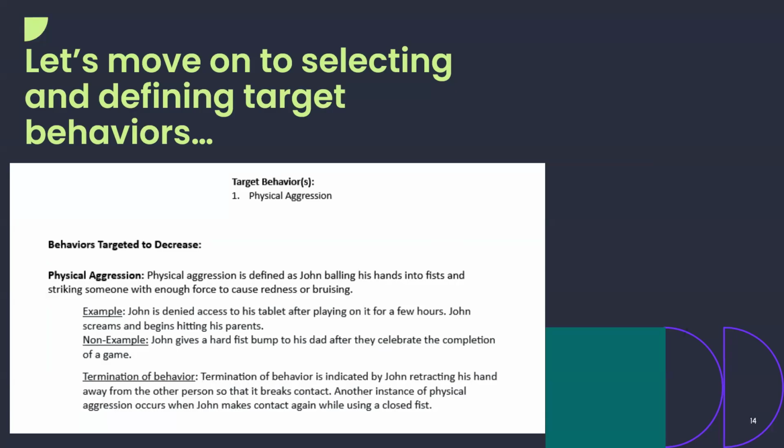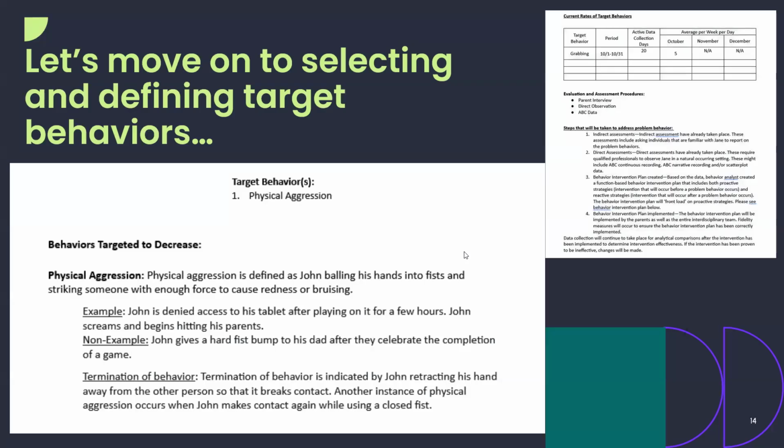With the termination of behavior, it is indicated by John retracting his hand away from the other person so that it breaks contact. Another instance of physical aggression occurs when John makes contact again while using a closed fist. So this is just for measurement purposes to see the frequency and rate at which John engages in this physical aggression.